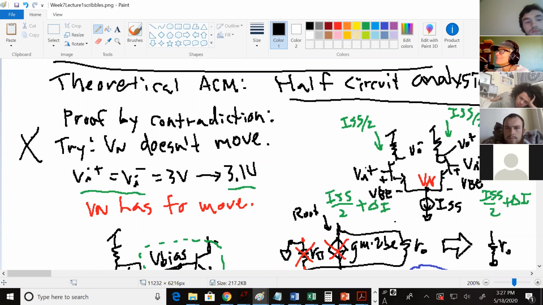I'll try one more time. Has anybody not seen this, the half circuit analysis? Otherwise, I'll go near the end of it.